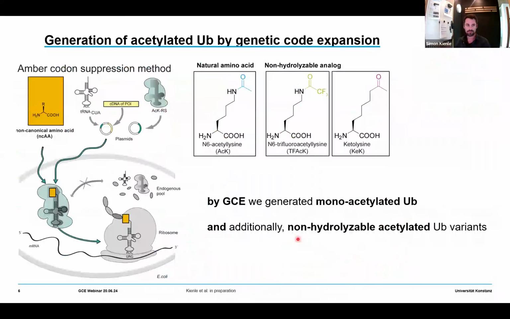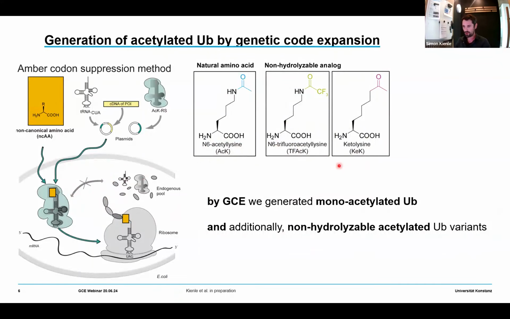So we then used genetic code expansion to generate mono-acetylated ubiquitin, and I think I also don't need to introduce genetic code expansion in this audience, since Katrin quite nicely introduced it already. But I just want to mention that we incorporated acetyllysine, in short AcK, or its non-hydrolyzable analogs, 3-fluoroacetyllysine, in short TFAcK, or ketolysine, in short CAC, into ubiquitin at every single lysine site.